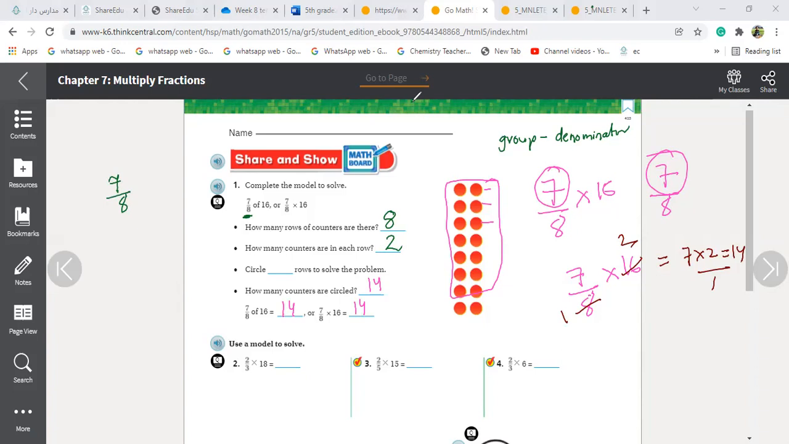Miss? Yes? I don't understand where you got the 7. You don't understand where you got 7? No, I don't understand. See the question? 7 over 8. That means out of 8 groups, you have to circle 7 groups. Miss, can I tell you something? Yes, Miral.